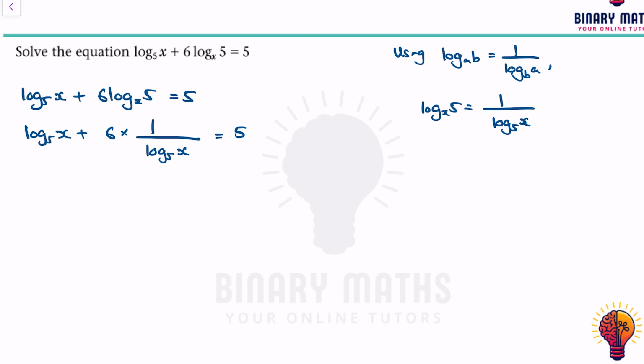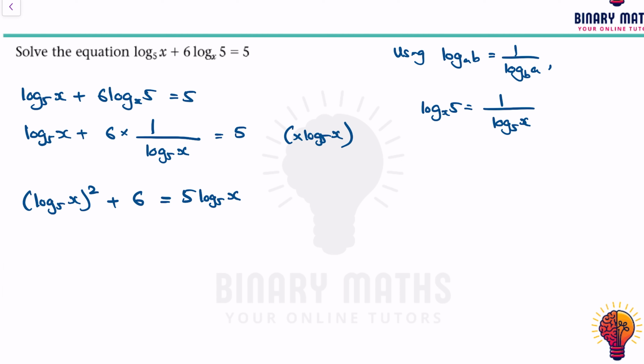Now we've got a 1 over log base 5 of x. So what we need to do now is multiply through by log base 5 of x, times every single term. So log base 5 of x times log base 5 of x will give you log base 5 of x squared, plus 6 times 1 over log base 5 of x times log base 5 of x, which gets rid of that fraction. So we're left with 6 is equal to 5 times log base 5 of x. Now we can see that's a hidden quadratic.